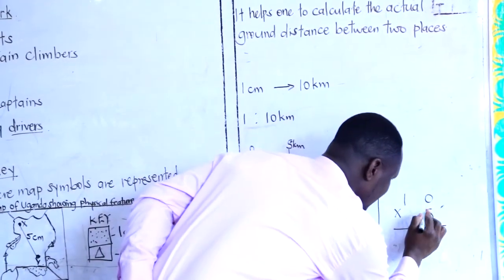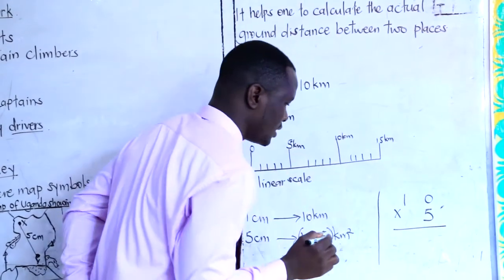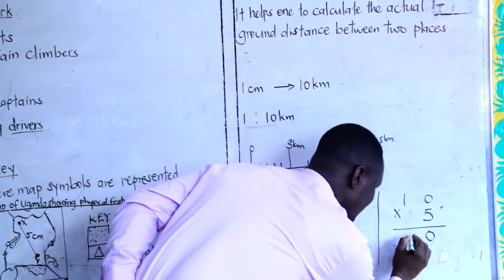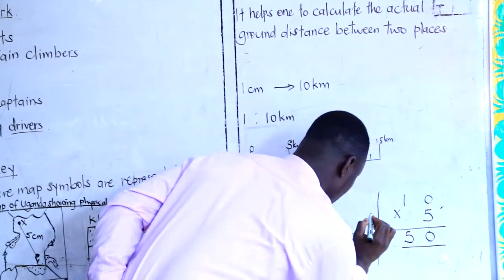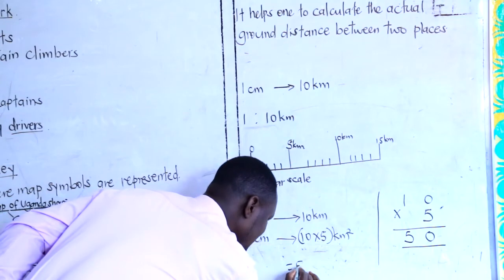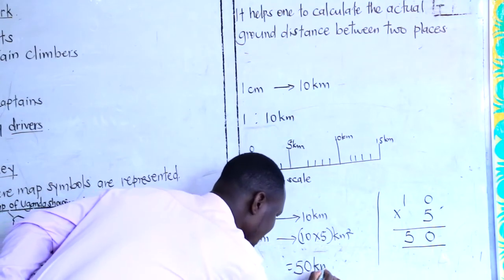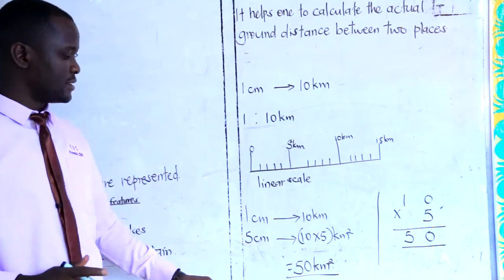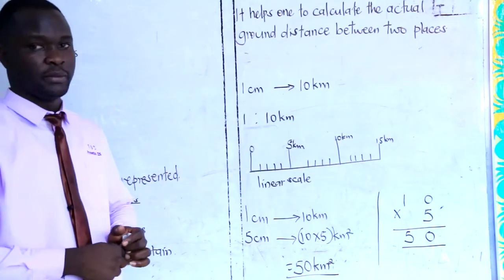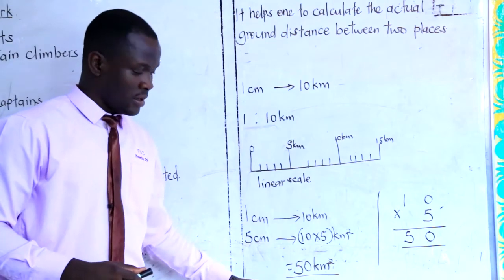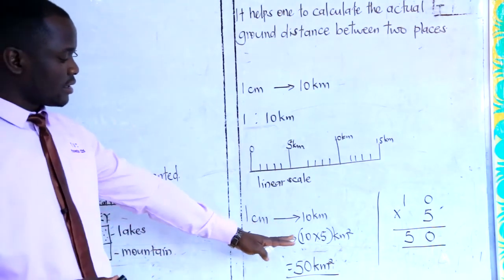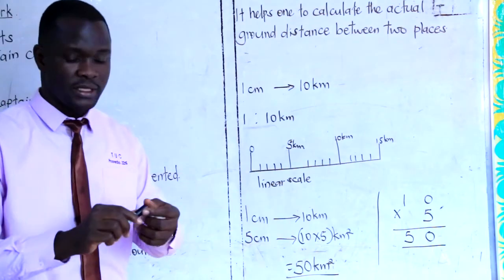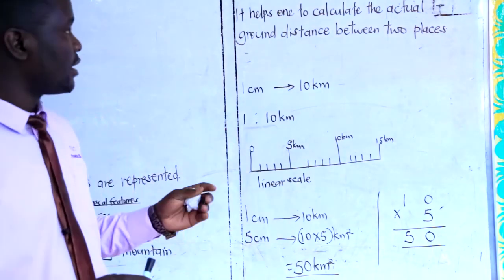So you will begin with 5 times 0, that is 0. Then 5 times 1 gives us 5. So your answer will be 50 square kilometers. This is now the ground distance. This is how we calculate the ground distance using the scale.